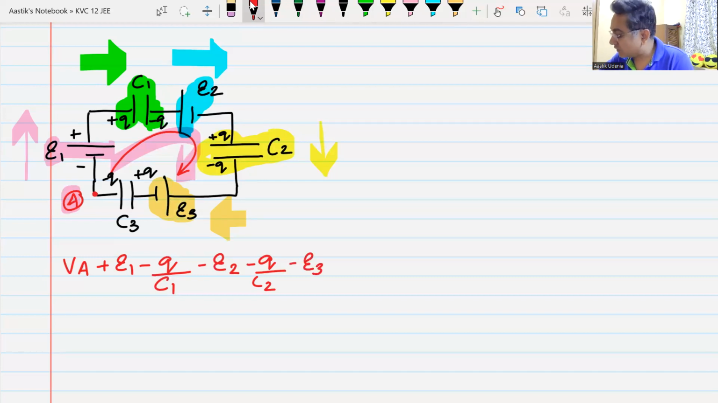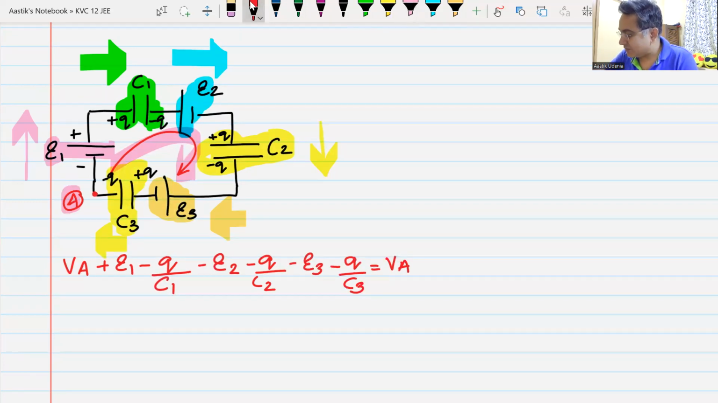I've run short of colors, so I will use one of the colors which have been previously used. I'll use this one. Yellow. Yes, I have to move like this: minus q by C3. Now I get to the same point, so I call it VA.